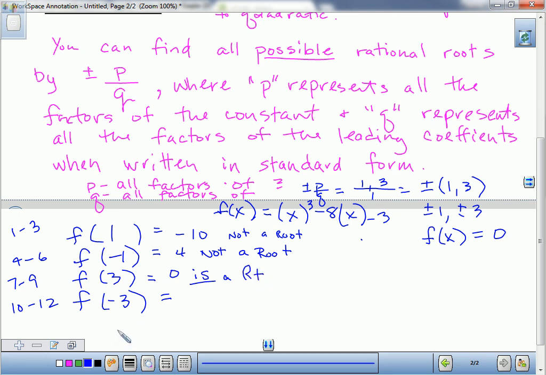All right, negative 3. Okay, so negative 27 plus 24 is negative 3. Did you get negative 6? No?